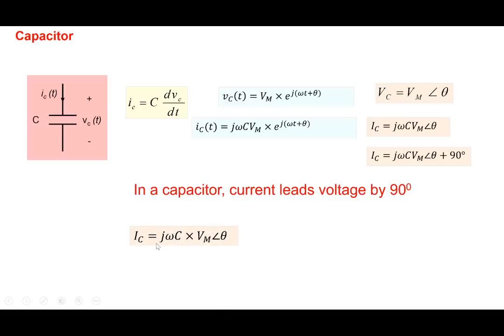And coming back again, I see this relationship j omega c Vm angle theta. So let's write it down here. And Vm angle theta is nothing but Vc, the voltage across the capacitor. So again, we obtain a relationship. We can rewrite this relationship as Vc equal to Ic into Zc, like an Ohm's law, with the impedance of the capacitor being given by 1 over j omega c, or minus j by omega c.